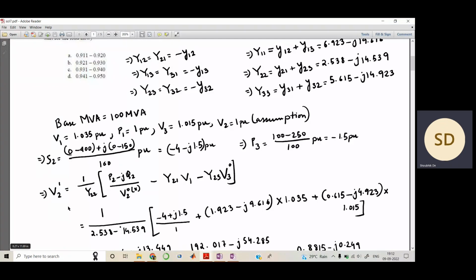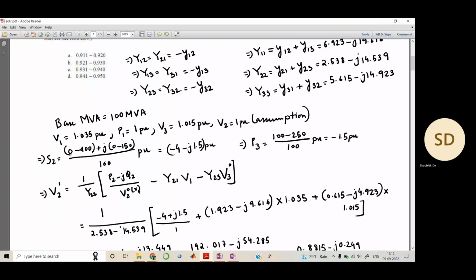What is the voltage at bus 2 after the first iteration? This is the formula, where this is P2 minus jQ2. We already just calculated this. This is your P and this is your Q, and this is V20. V20 basically means the starting bus voltage. The zero means the zeroth iteration, just at the start. That is why I have written this zero. And this asterisk means it is the conjugate.